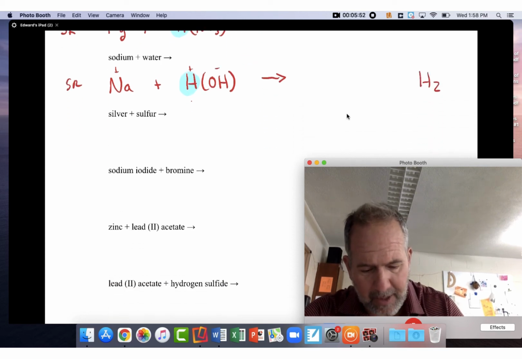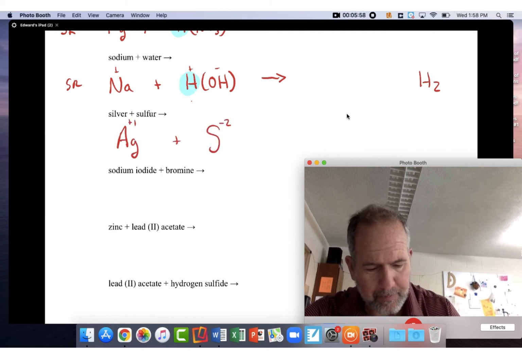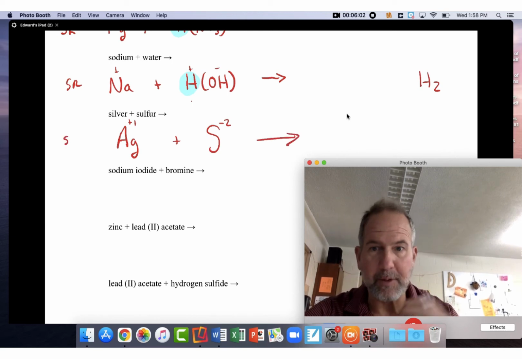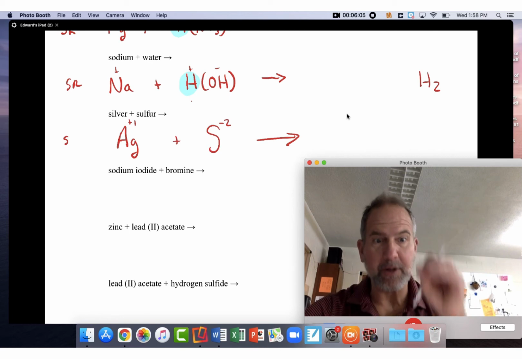In this case, we have silver, which is Ag plus 1, and we have sulfur, which is S minus 2. All right? Now, this is a synthesis. It should be easy for you to put them together. Make sure you write the formula before you balance.